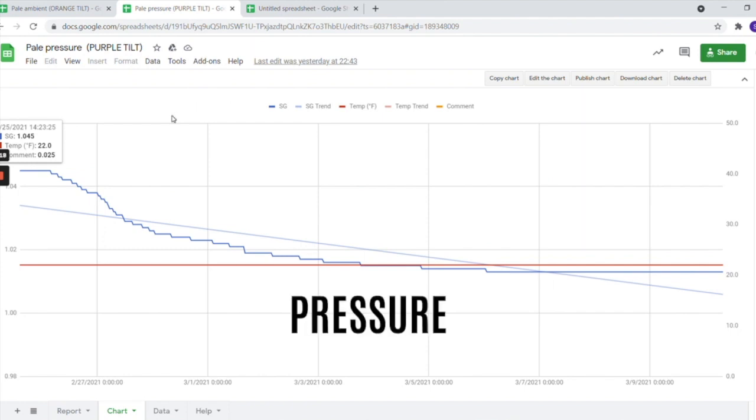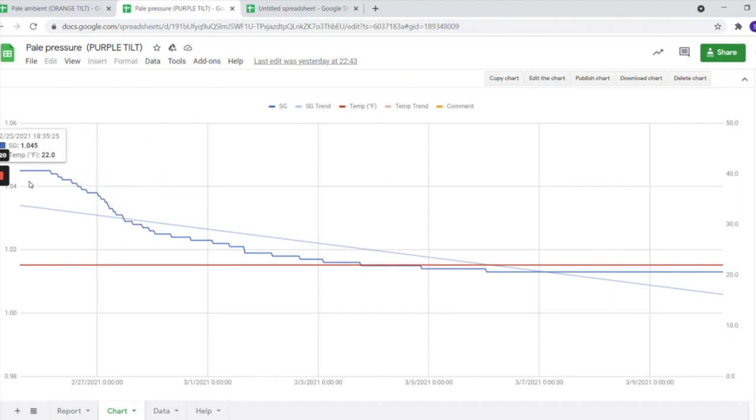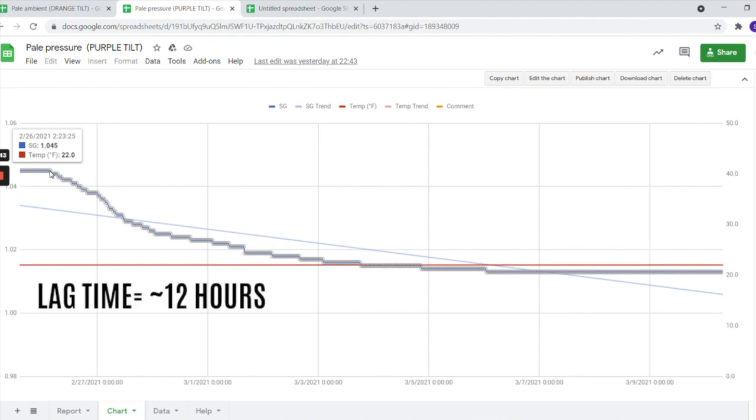So for the pressure fermentation data, right off the bat, we can see that the lag time is visually much less as compared to ambient fermentation. In this case, I also pitched the yeast at about 2:30 in the afternoon on 25th February, but fermentation started much earlier at about 2:30 at night that same day, so 26th of February. That's a lag time of about 12 hours, which is again much less as compared to our ambient fermentation.